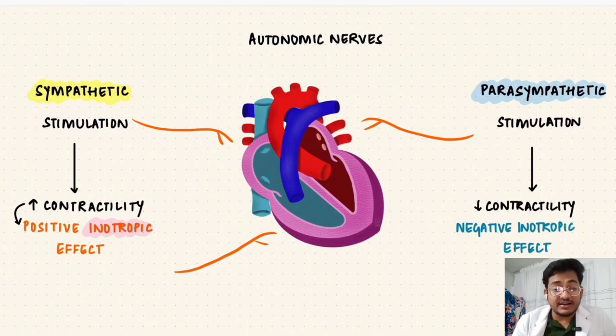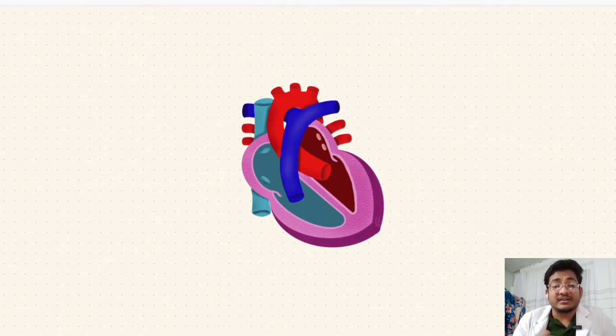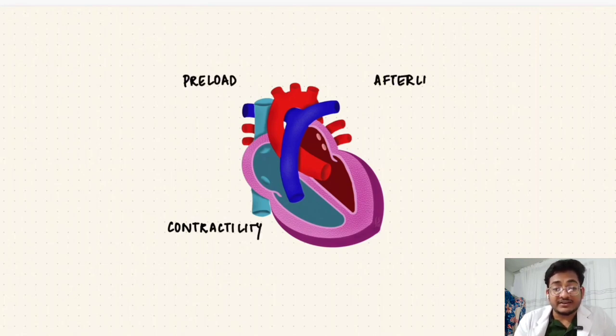So like this, there are other factors which can either increase or decrease cardiac contractility. And this contractility, together with preload and afterload, are important factors that determine the stroke volume of the heart and thus the cardiac output.